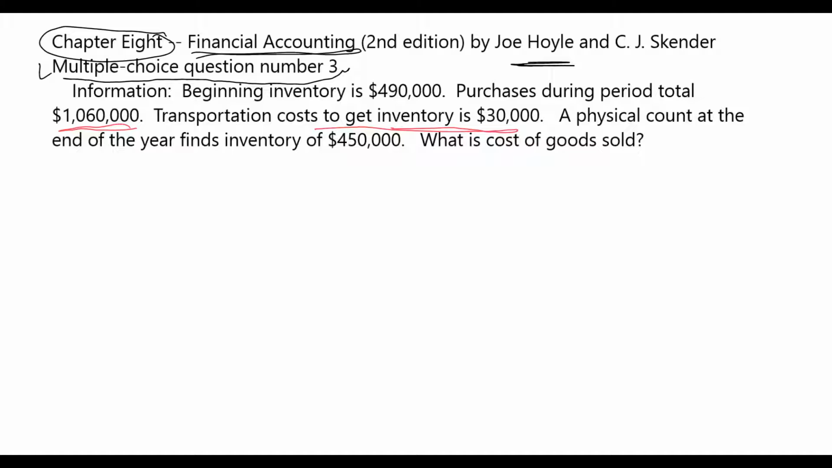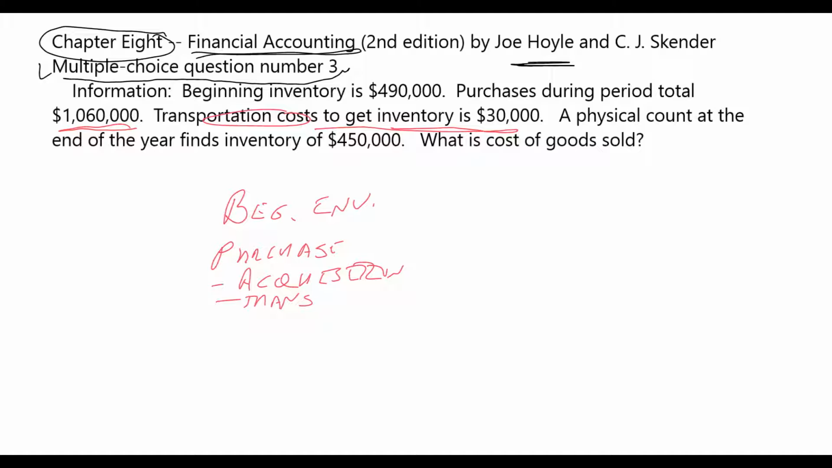We're going to take the beginning inventory, and to that figure, we're going to add what they purchase. Now, in the purchases, they actually have two costs. They have the acquisition cost, what it costs them to buy the inventory, and also, as you can see, they have a transportation cost.